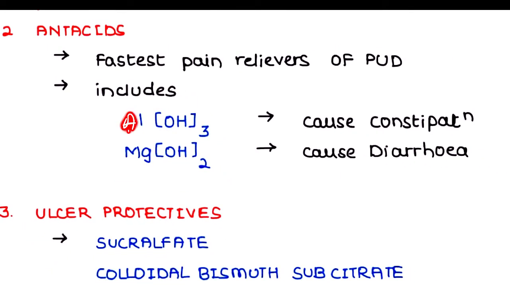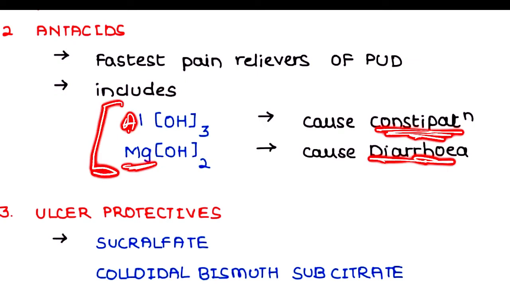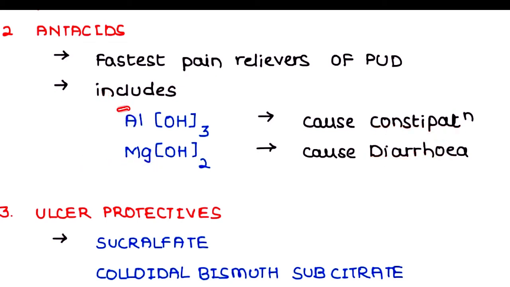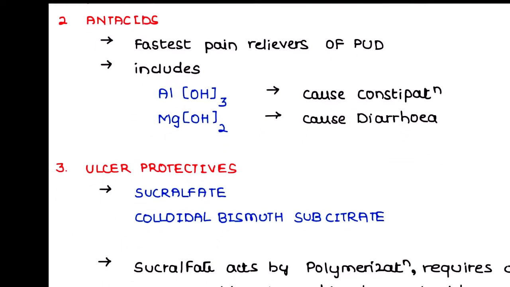Ammonium hydroxide will cause constipation, and magnesium hydroxide will cause diarrhea. So since they cause opposite effects, in the market the combination of these two drugs is used, right? These two drugs are used together because they counteract each other's side effects. Okay, so this was about antacid.